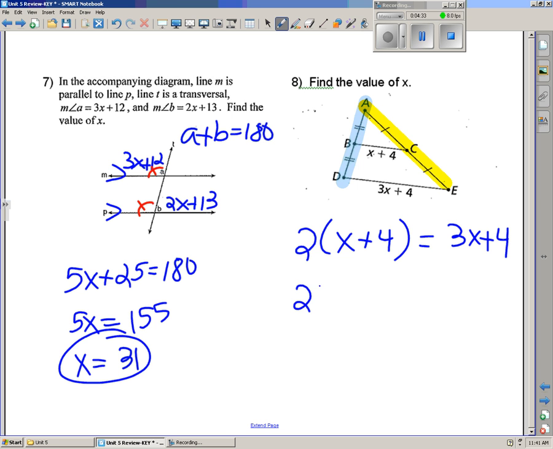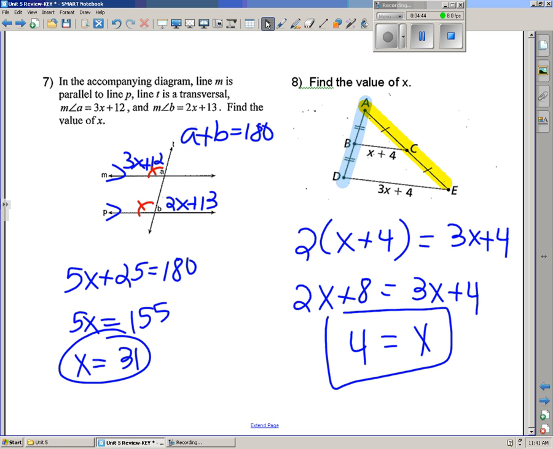So then the algebra here becomes 2x plus 8 equals 3x plus 4. If you subtract 2x on both sides, you get x. If you subtract 4 on both sides, you get 4. And there's your answer.